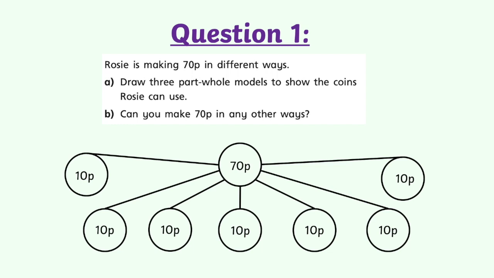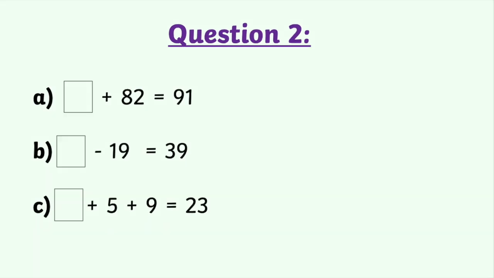Let's have a look at question 2 then. So question 2 isn't a word problem, it's just some of those missing number problems. And you can see that where the box is, we've got a number missing. So you've got A, B and C. Have a go at answering these questions, finding what number goes in that missing box. Remember to think really carefully about what your parts are and what your whole is. Click pause and have a go.